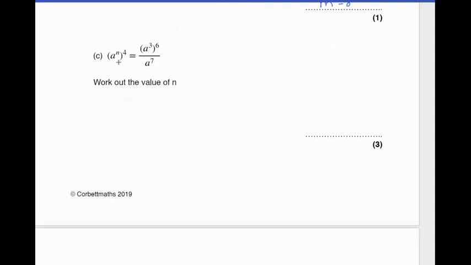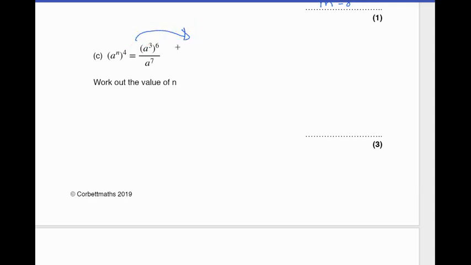We have a to the power of n to the power of 4 equals a to the power of 3 to the power of 6, all divided by a to the 7. Some people are looking at this question already, thinking, what? But it's not as bad as it may look. Let's just work through it step by step.